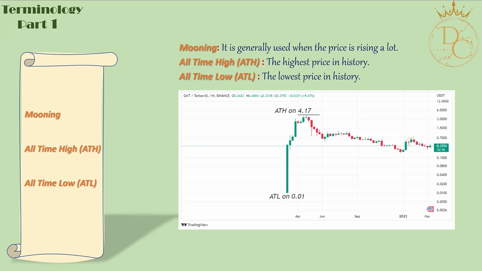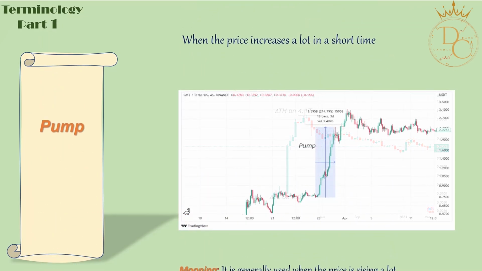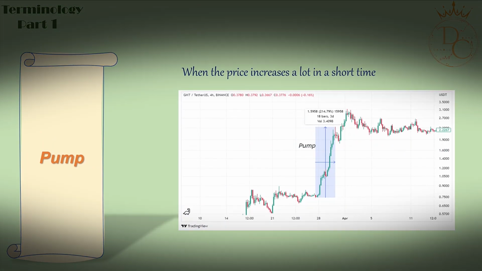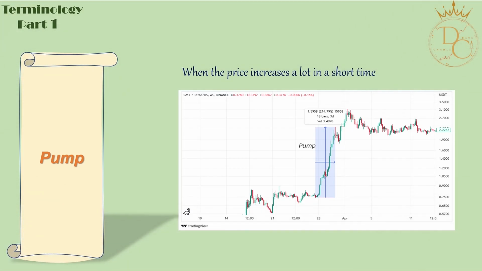All-time high is the highest price in history, and on the other hand, all-time low is the lowest price in history. When the price increases a lot in a short time, it is called a pump. A pump refers to a sudden and significant increase in the price of a cryptocurrency, often driven by high trading volume or coordinated buying efforts. This can be a part of a pump and dump scheme where prices are artificially inflated.